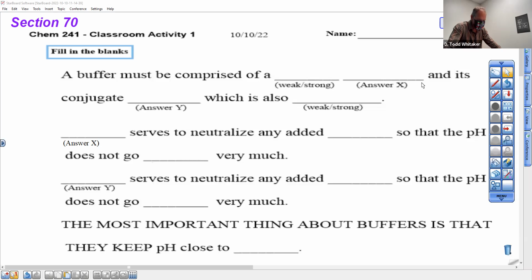So we're supposed to fill in the blanks in this simple activity here, and a buffer must be comprised of, it's either a weak or a strong molecule, and then we're going to put an answer here. Any suggestion? So I pick weak or strong for the first one. Weak, it's a good answer.